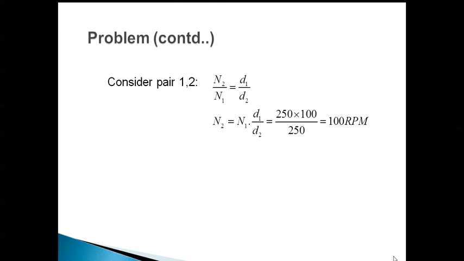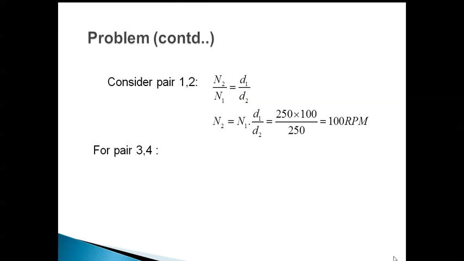So first we'll consider the first pair, 1 and 2. Train value N2 by N1 equals D1 by D2. N2 equals N1 into D1 by D2. We know the N1 value; N1, N3, N5 and N7 have the same value, that is 250. N2 equals 250 into, D1 is 100 and D2 is 250. So N2 equals 100 rpm. N1 is 250 and N2 is 100 rpm using direct speeds when the belt is at the first pair.